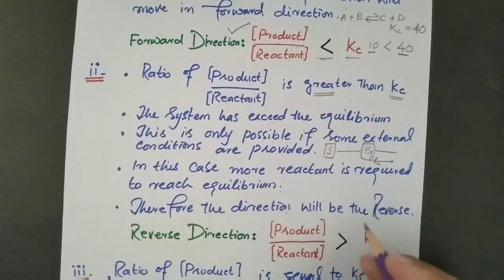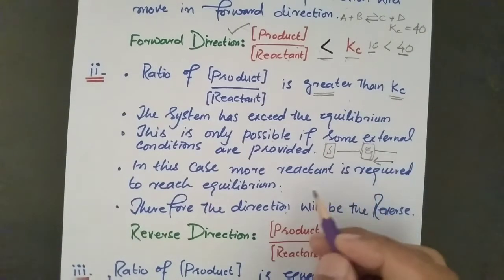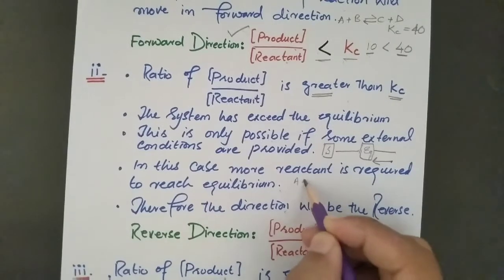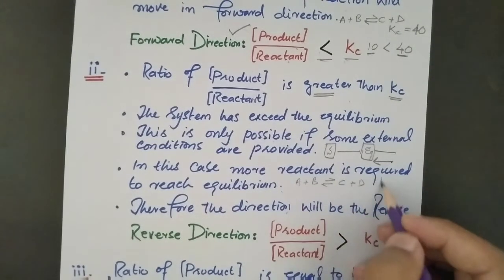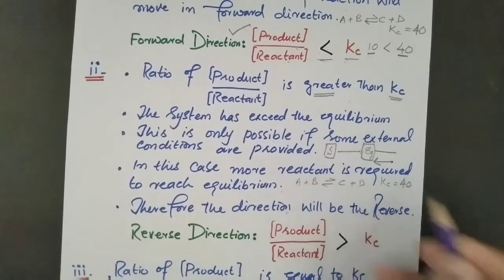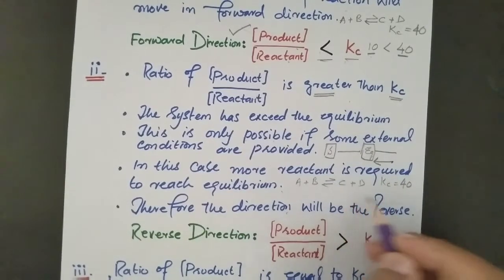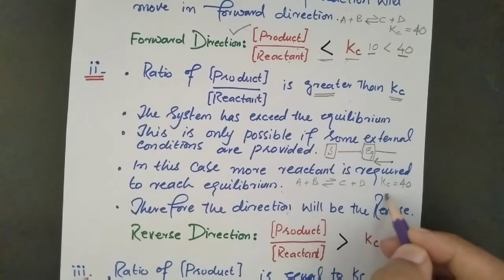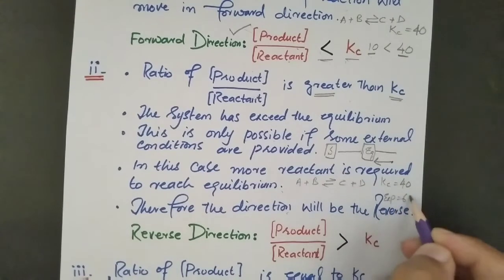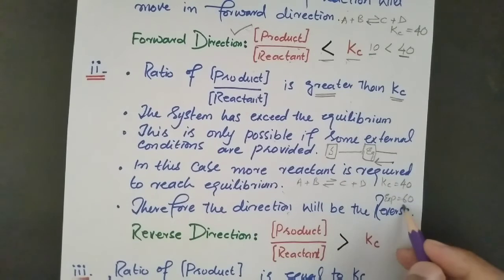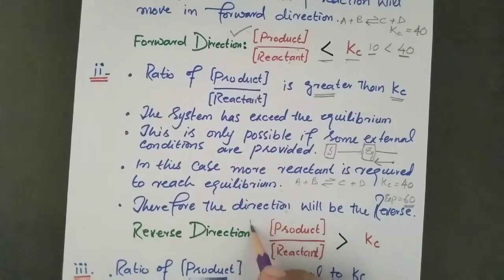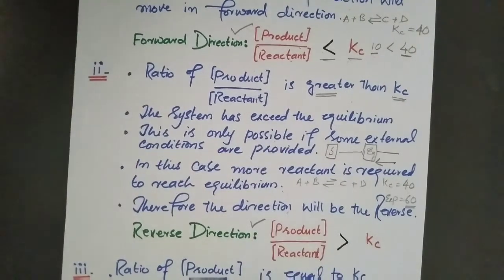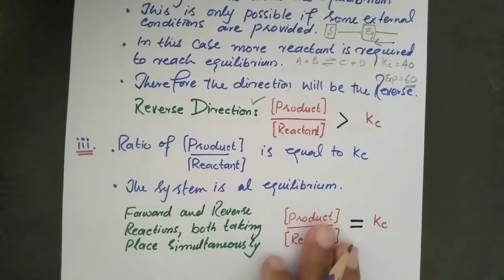Just recall the previous example: the same reaction A plus B, reversible, forming C plus D. The Kc value for the reaction is 40 and the experimental value that comes to us is 60. Now we know that 60 is greater than 40. So in that particular case, the reaction has to move in the reverse direction in order to achieve the equilibrium condition. What is the third case?